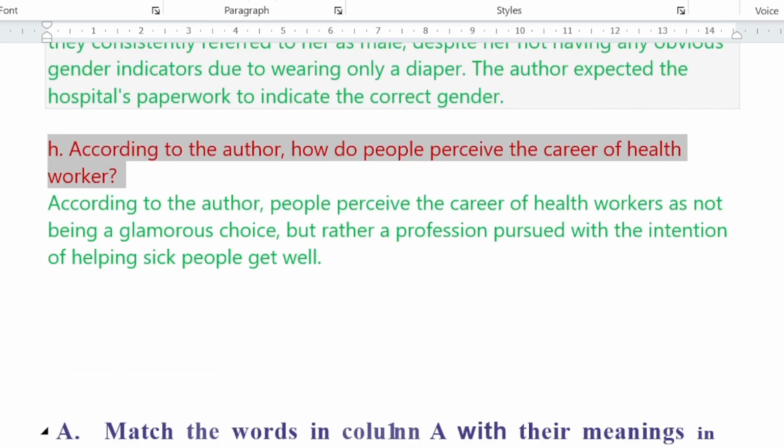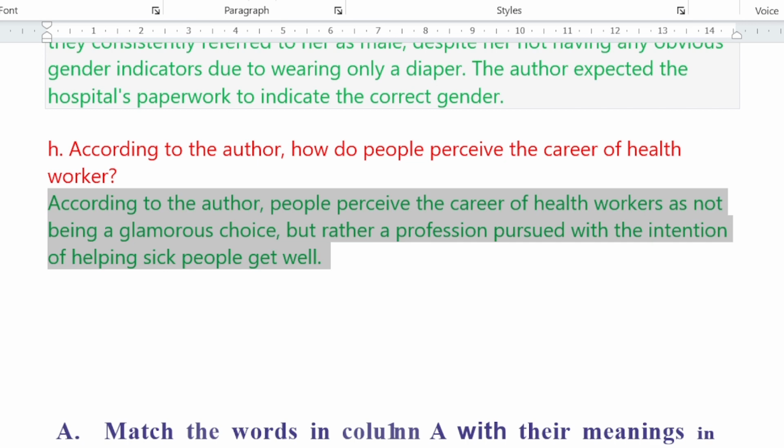Now question number H. According to the author, how do people perceive the career of health workers? So according to the writer, people perceive the career of health workers as not being a glamorous choice, but rather a profession pursued with the intention of helping sick people to get well.